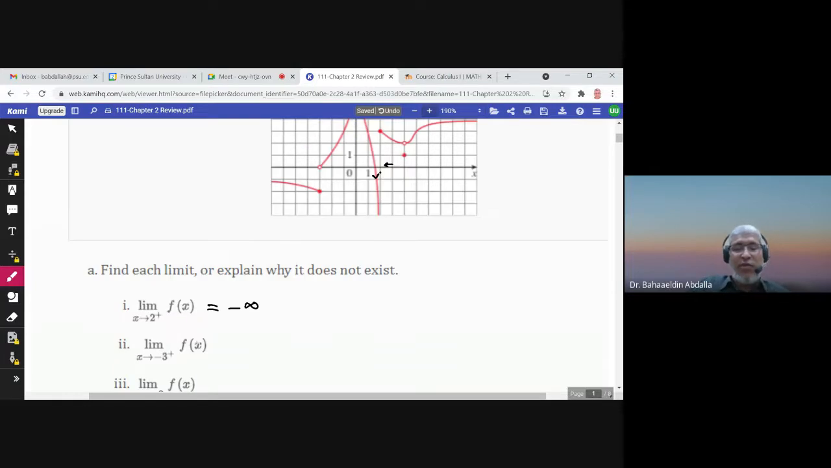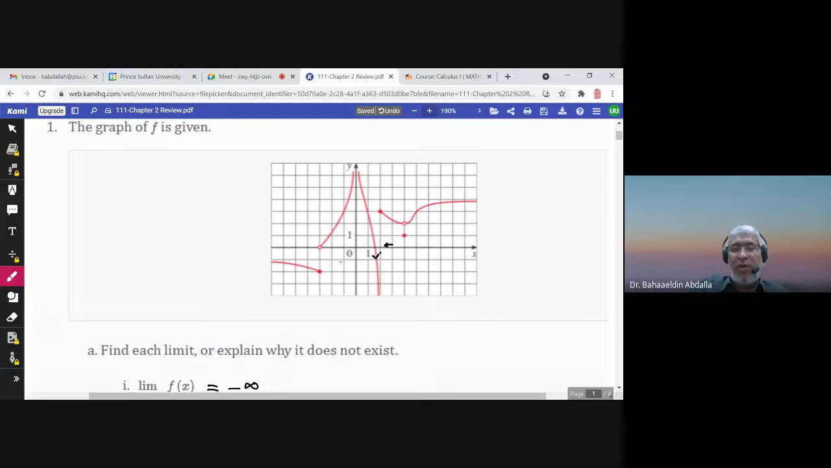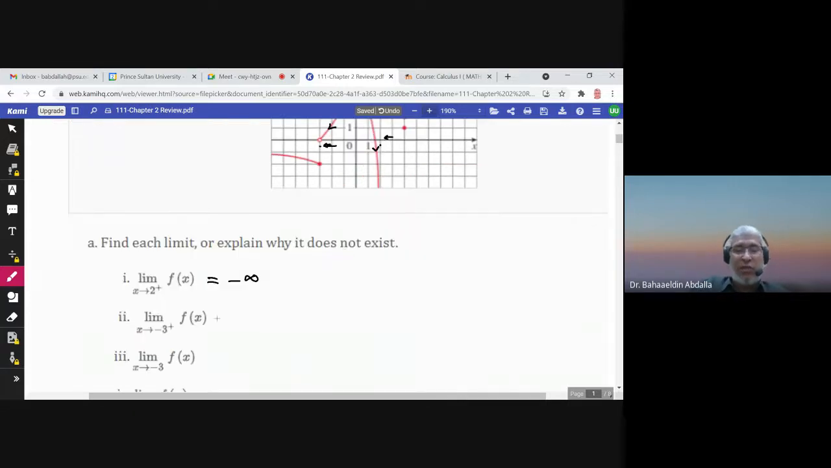The limit of f of x when x approaches negative 3 from the right. 0, negative 1, negative 2, negative 3. This is negative 3. Approach negative 3 from the right. What happens to the function? This is the curve, f of x, approaching what? Approaching 0. So the limit is 0.